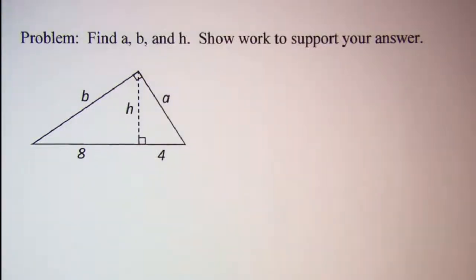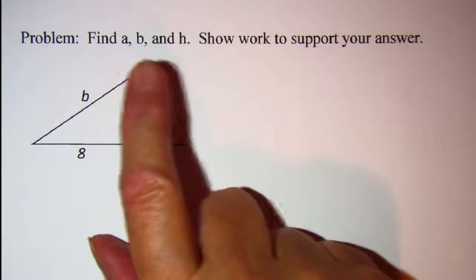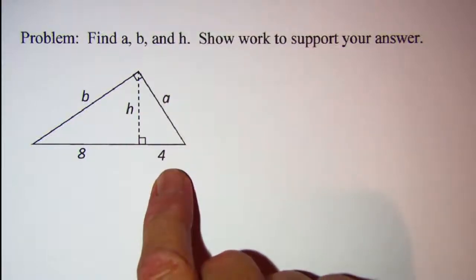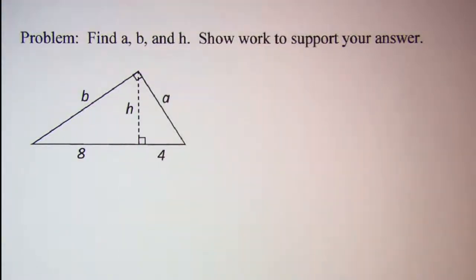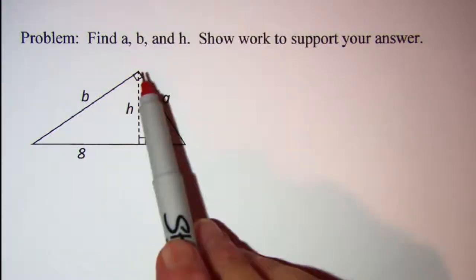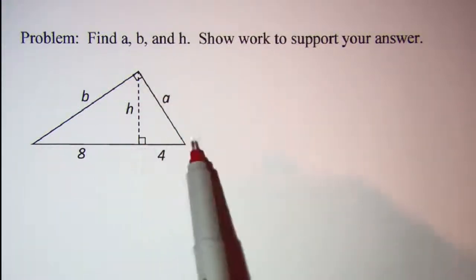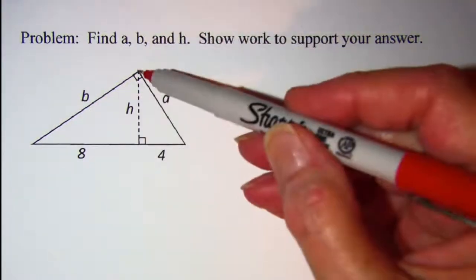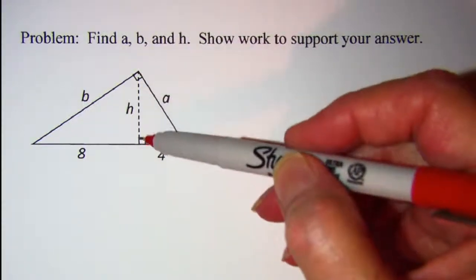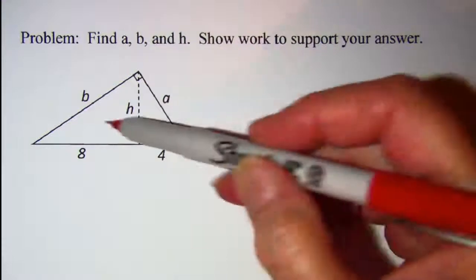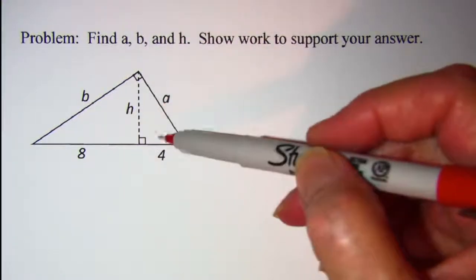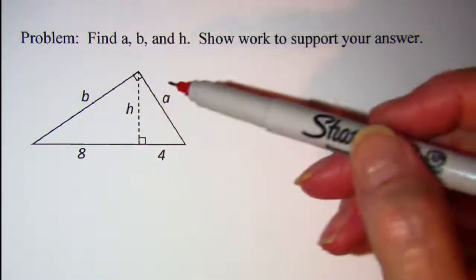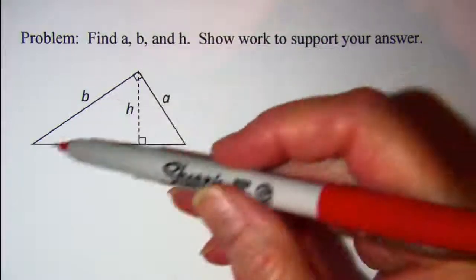The problem that we'll be doing is we're asked to find a, b, and h and show work to support your answer. Now you'll notice in this drawing, this is a special situation where I have a right triangle. The big triangle is a right triangle, and from this vertex I drop the altitude to the hypotenuse, which forms two more right triangles, one here on the right and one here on the left. So basically we have three right triangles that are all similar.